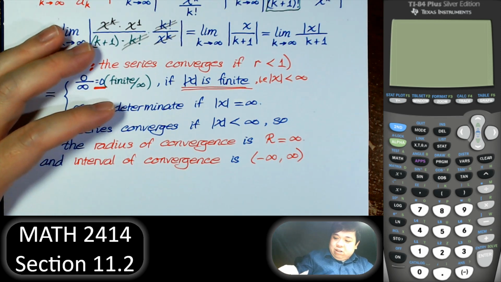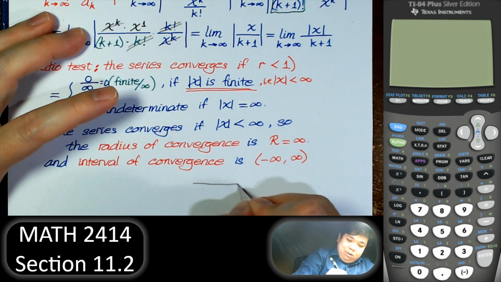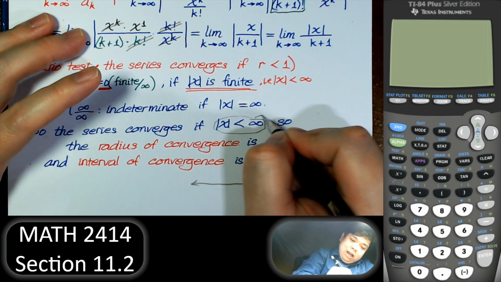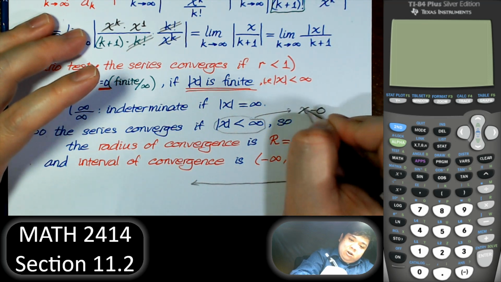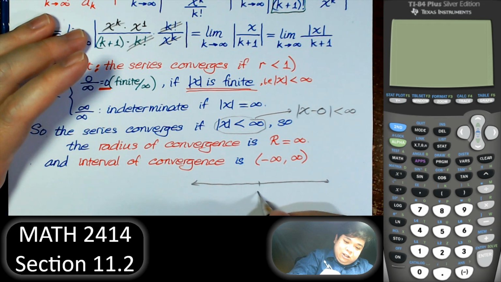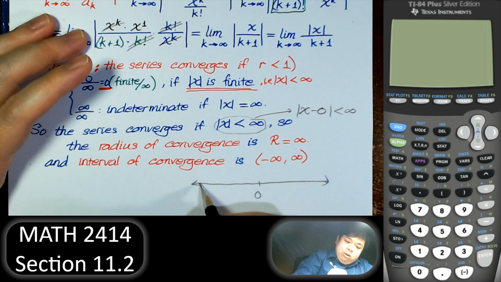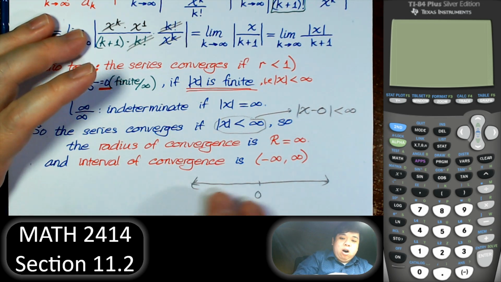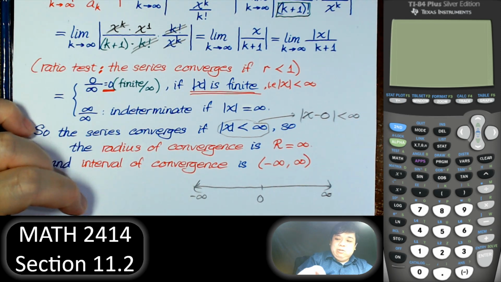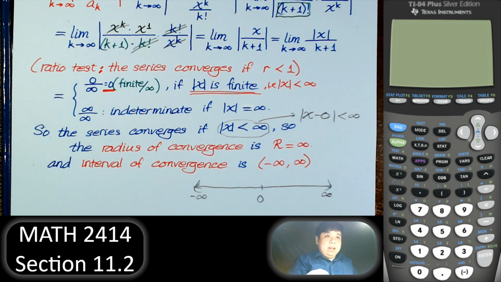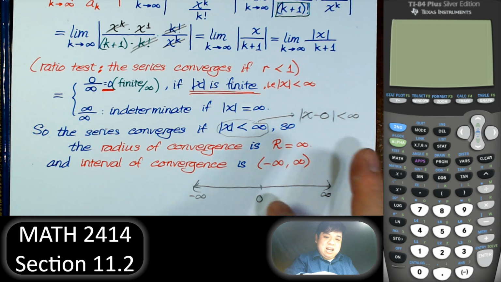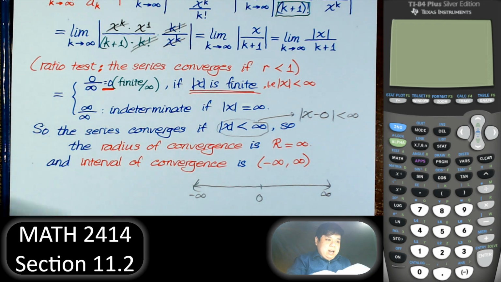If we want to write it out, it will be like this. Have a number line. And when we write this, actually, it is absolute value of x minus 0 less than infinity. So 0 is the center, and the radius of convergence could be as far as infinity. So that is the interval of convergence. When we have a particular number, it will make a little more sense than this, but that's the first example.